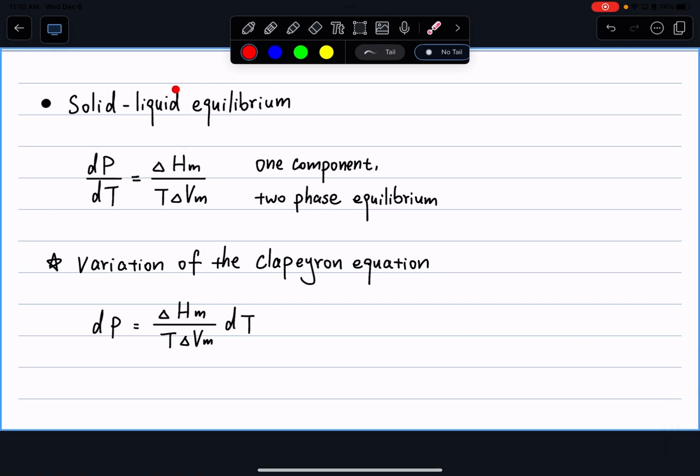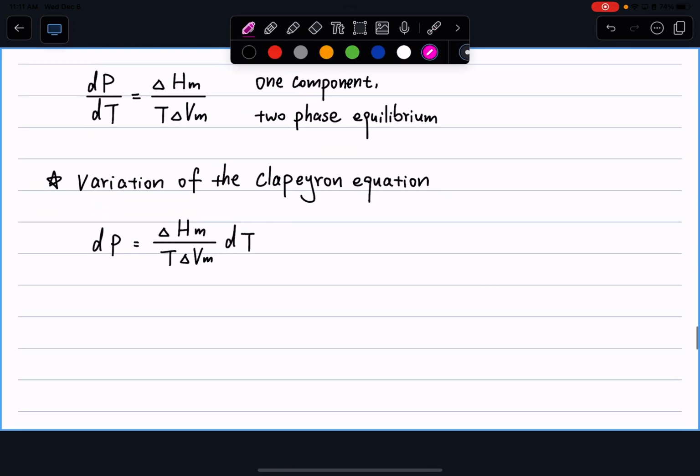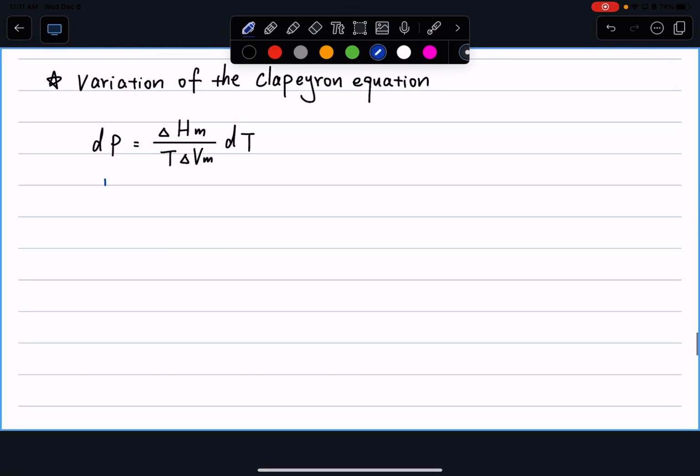So again, for the solid-liquid equilibrium, we start from the general form of the Clapeyron equation, which is this differential equation, right? We're talking about the differential dP over dT equals delta Hm over T delta Vm. Now, we're going to use a little bit more approximation to try to come up with an easier to use liquid-to-solid equilibrium equation. So what we have here, the first step after rewriting it is always integration.